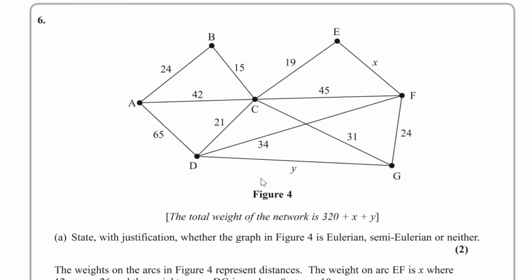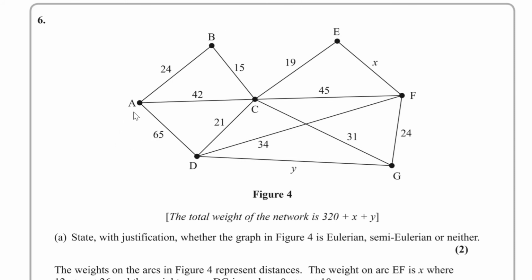Question number 6. For part A, we have to state with justification whether the graph in figure 4 that's shown here is Eulerian, semi-Eulerian, or neither. Well, first of all, let's find out the orders of each of the nodes.